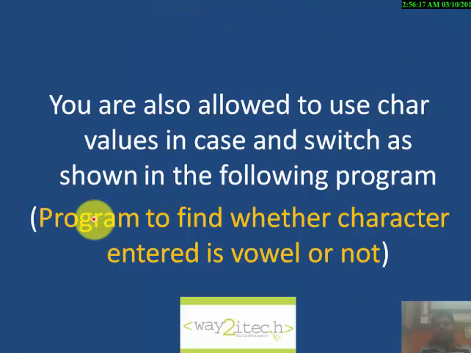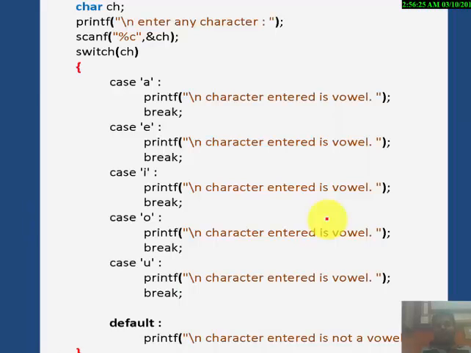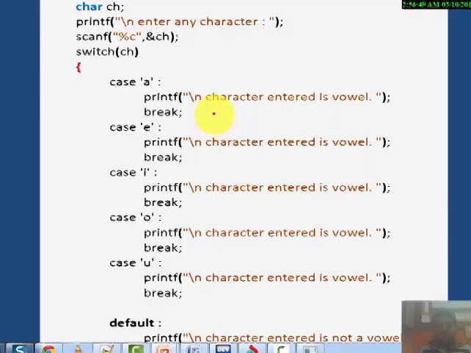We will see a program. Write a program to find whether the character entered is a vowel or not. We have to enter any character and find whether it is a vowel or not. So this is the program. I will execute this program in Dev C++. So here is the program.